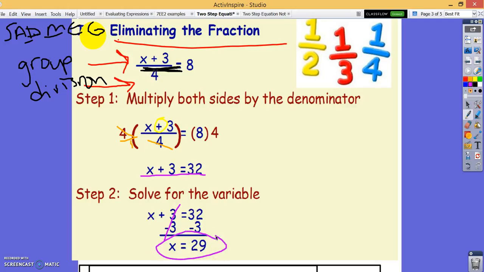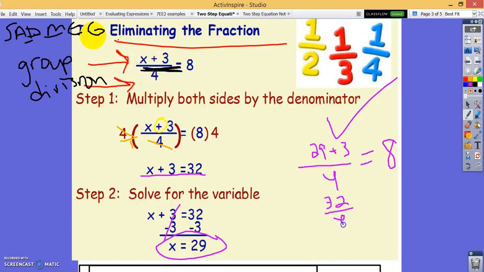and then my answer, x equals 29. If we go to check it, so here's me checking my work, 29 plus 3 divided by 4 should equal 8. 29 plus 3 is 32. Divided by 4, we do find out that equals 8, so I know it's the correct answer.